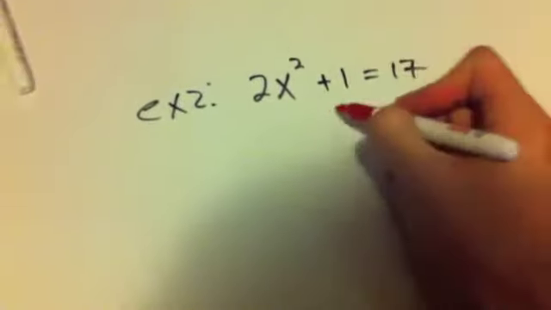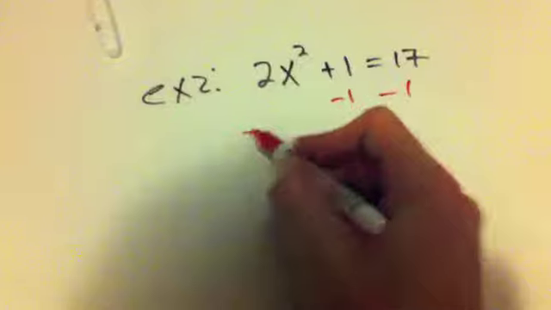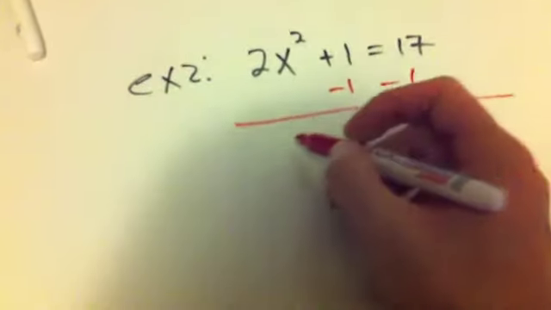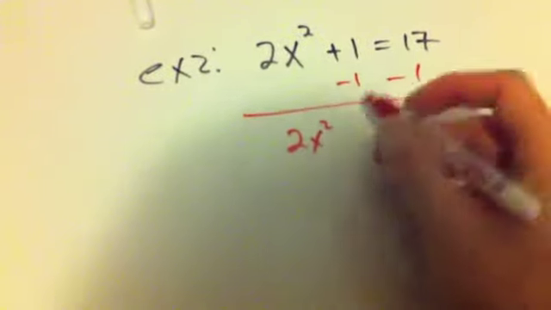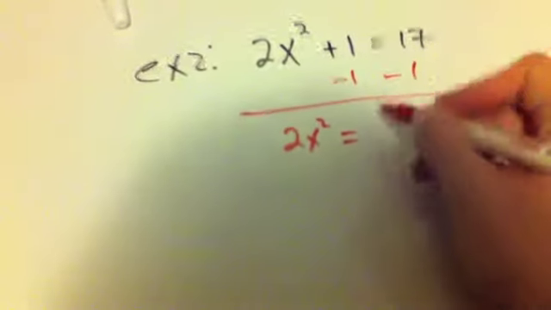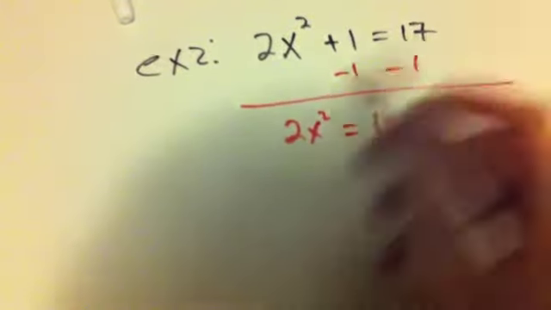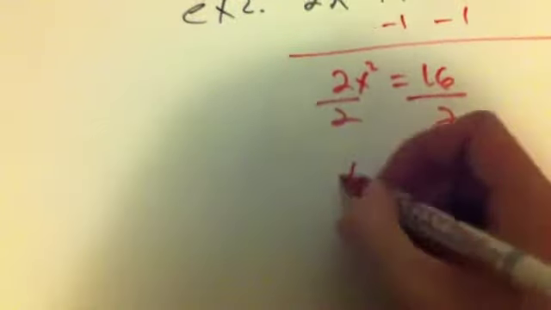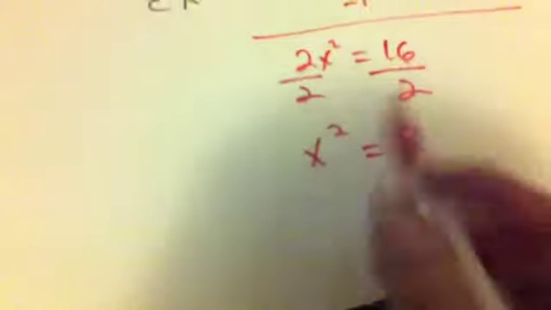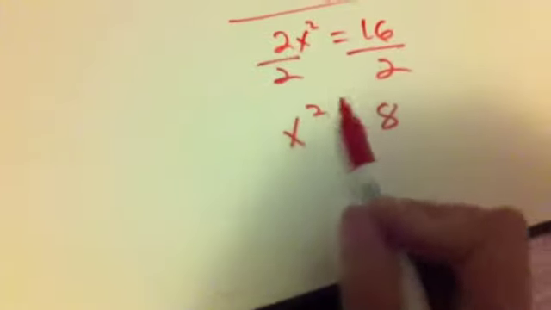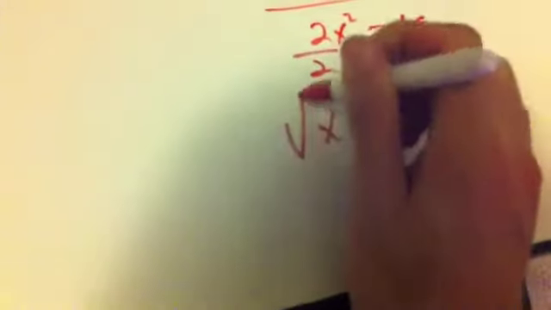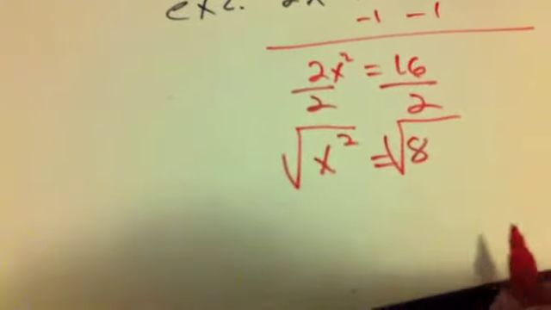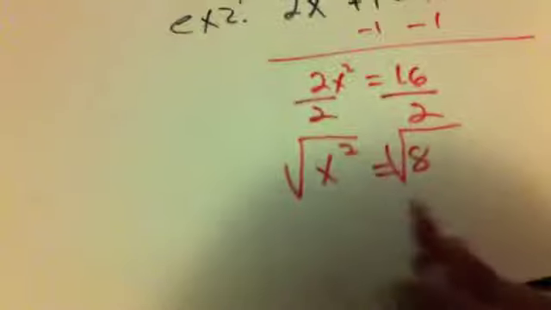So the way we do that, I'm going to subtract the 1 first. That's 2x squared equals 16, divided by 2. And then I'm left with x squared equals 8. Now the way to undo a squaring operation is by taking the square root, hence the title for this lesson, solving quadratics by finding the square root.